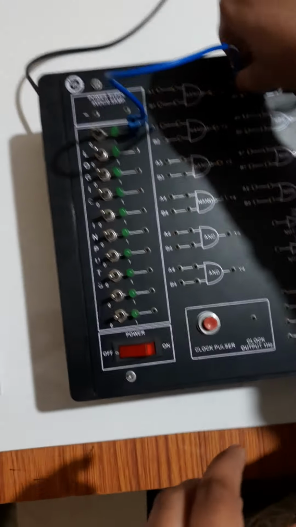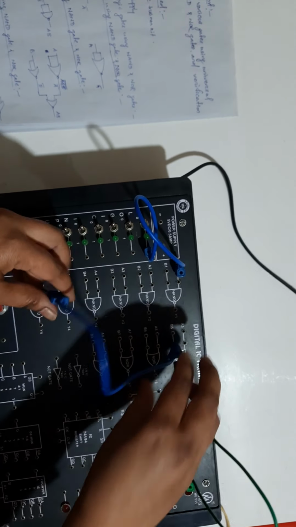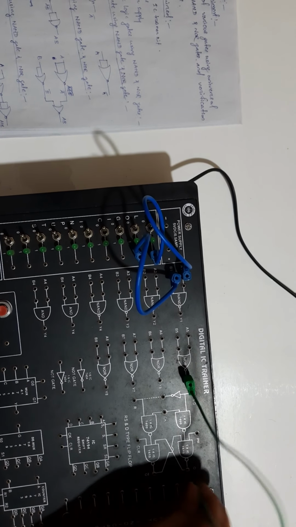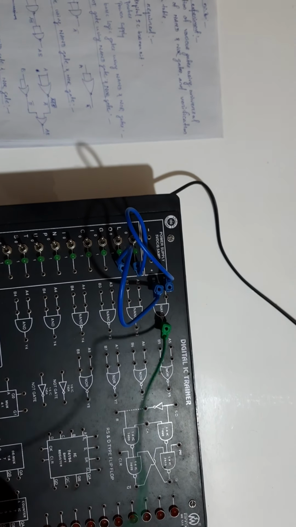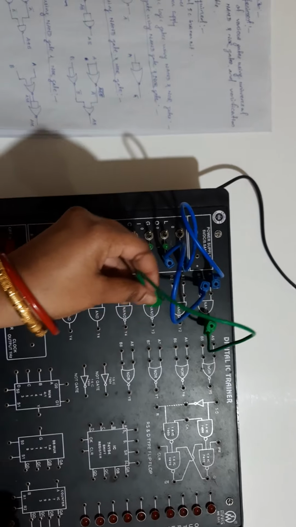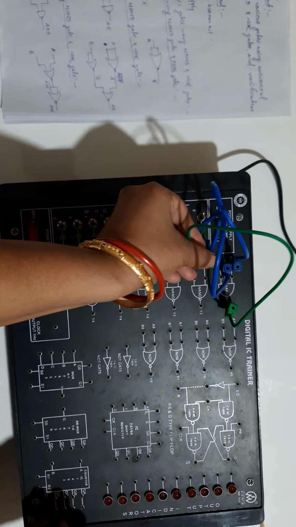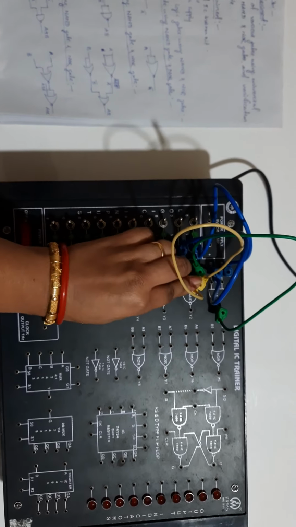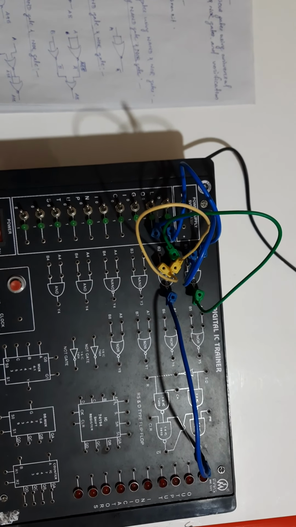So now we will see that this is one input A, this is one input B, so this will be AB bar. If this AB bar input is given to another NAND gate, the output will be nothing but AND operation of the two inputs.